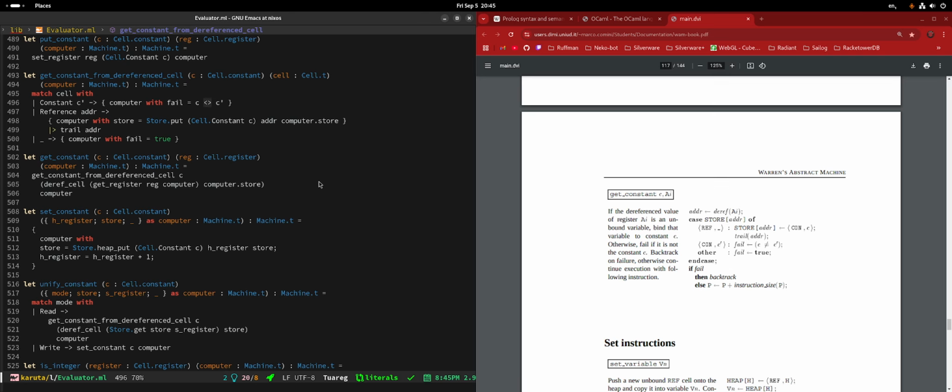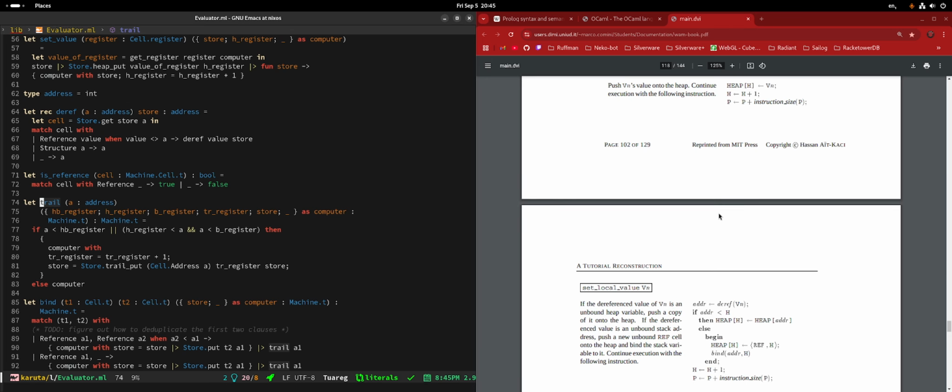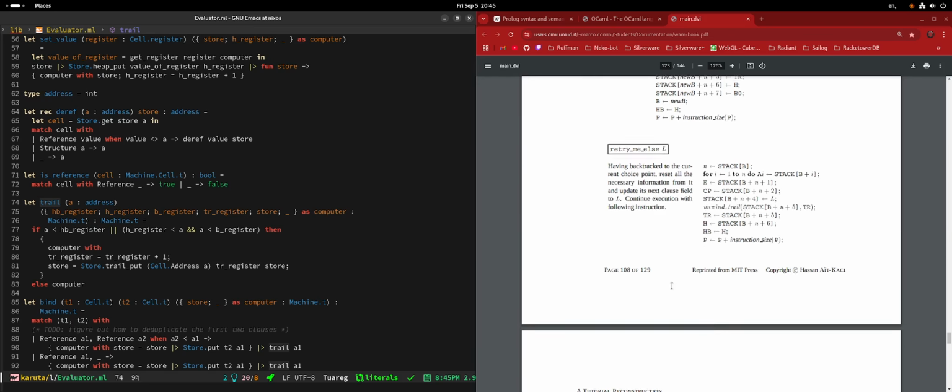Then, if it's a reference, we do a put on that address, putting the constant in the store, and then we trail the address, and everything else we just fail. So trail has also changed from last time, I believe. I'm not sure. Trail is down here as an auxiliary function.